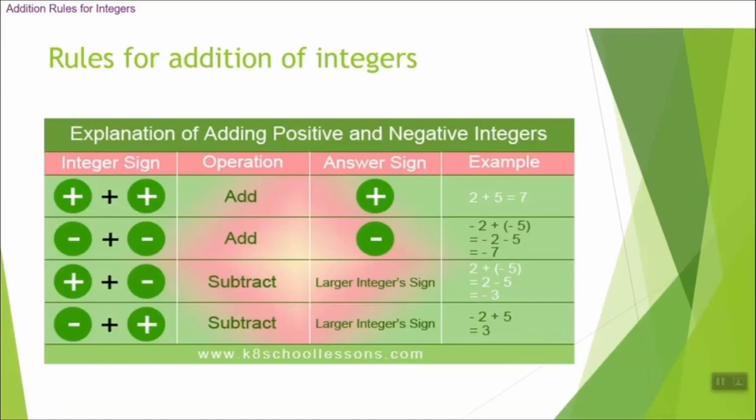2 is a positive integer and 5 is a negative integer. So we need to subtract 5 and 2, which comes out to be 3. But the sign of the bigger integer, which is 5, will come. The sign is negative, so minus 3. In the last case, 2 and 5, again one is a negative integer and the other is a positive integer. But here the bigger number is 5, which has a positive sign. So 3 carries a positive sign. This you have already learned in class 6.